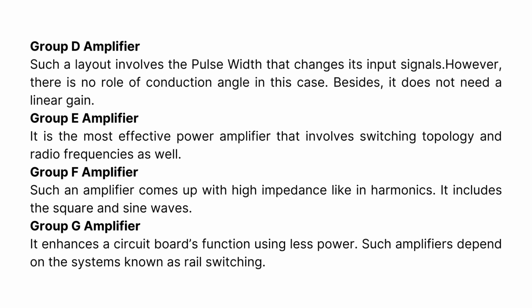Group D amplifier. Such a layout involves the pulse width that changes its input signals. However, there is no role of conduction angle in this case. Besides, it does not need a linear gain. Group E amplifier. It is the most effective power amplifier that involves switching topology and radio frequencies as well. Group F amplifier. Such an amplifier comes with high impedance like in harmonics. It includes the square and sine waves. Group G amplifier. It enhances a circuit board's function using less power. Such amplifiers depend on the systems known as rail switching.